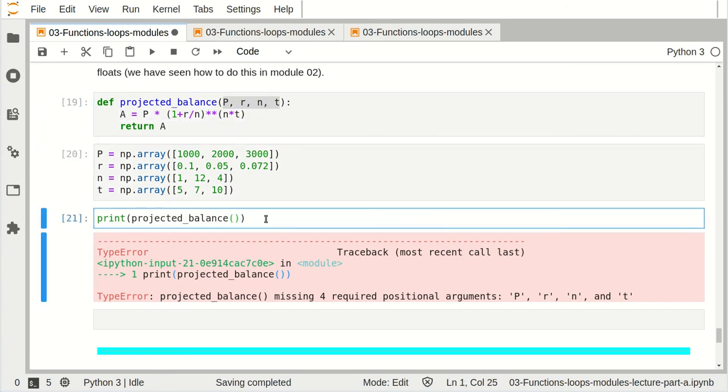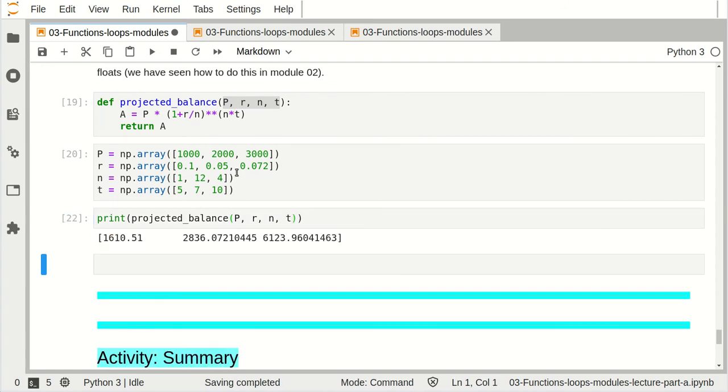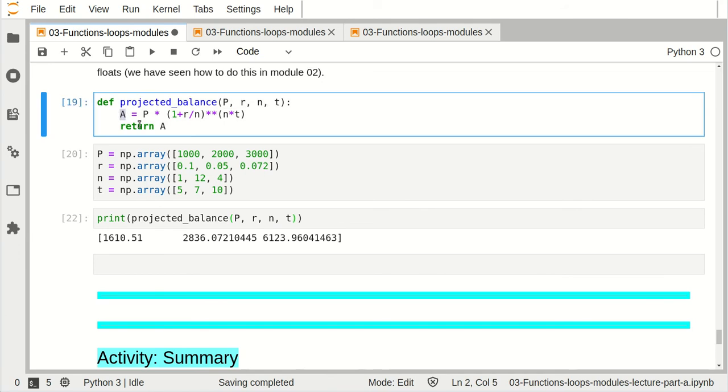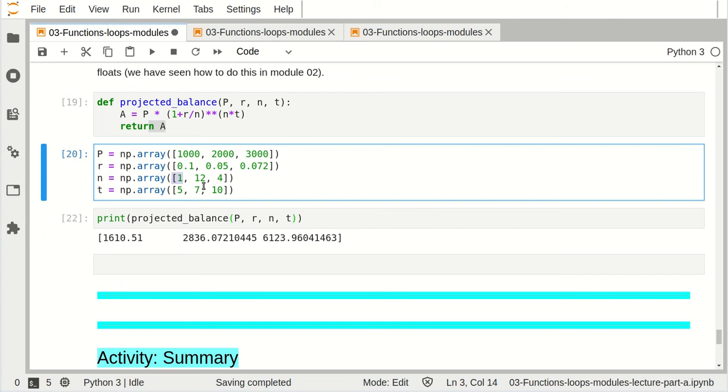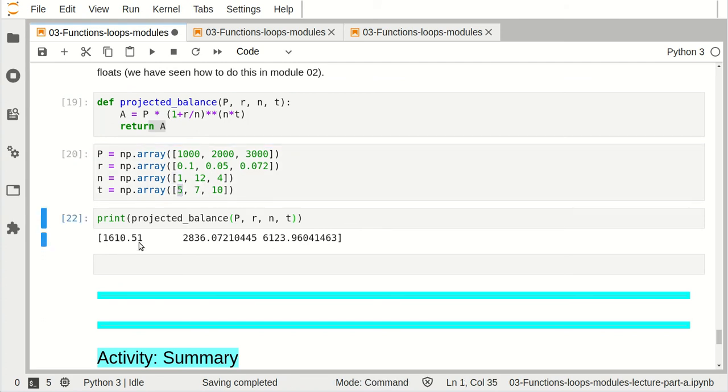So let's go ahead and do P, R, N, and T. Now, this is returning the array A, the amount that would be at the end for these various investments. We see that $1,000 at 10% annual return, compounded just yearly over 5 years, will turn into $1,600.